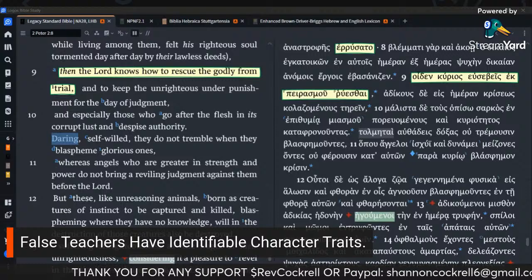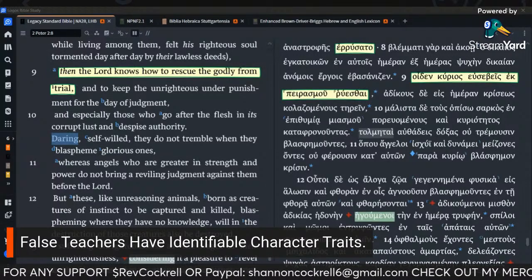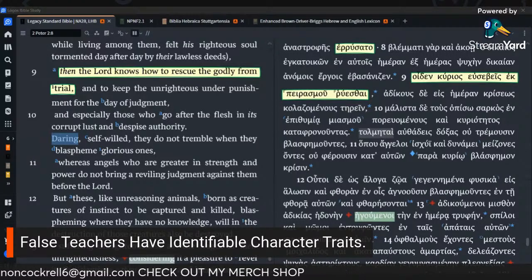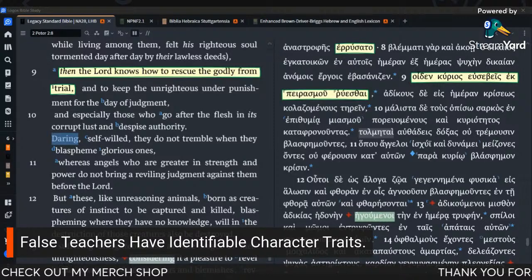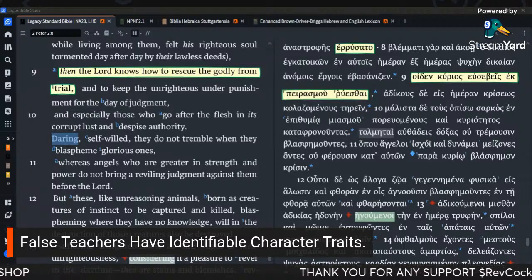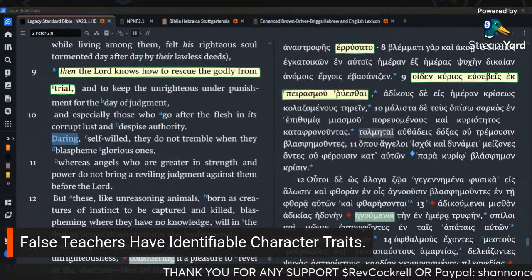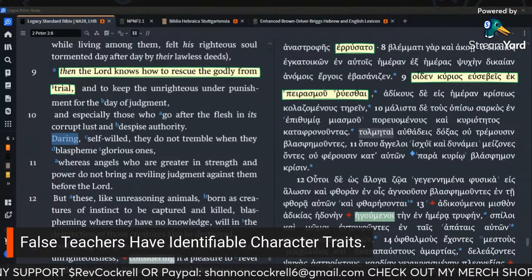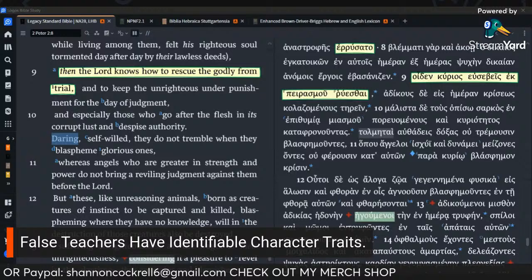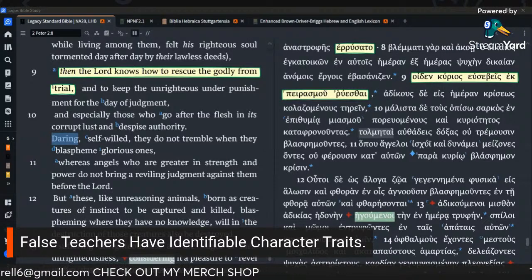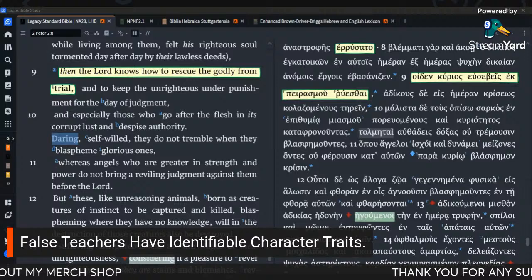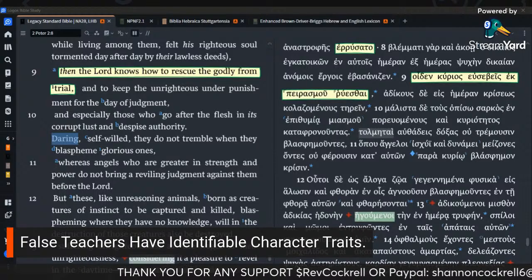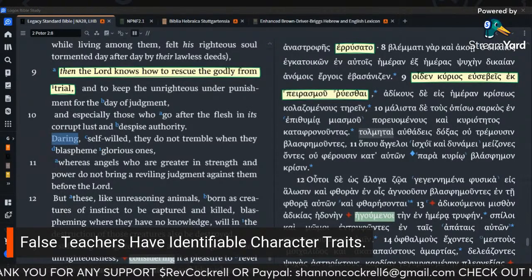And he's contrasting this with what he wrote in chapter 1, verses 5 through 7, how we're supposed to have self-control. He talks about adding to your faith virtue, excellence, knowledge, self-control, perseverance, godliness, brotherly kindness, love. Add all of those. And then he's contrasting that to the character traits of these false teachers.